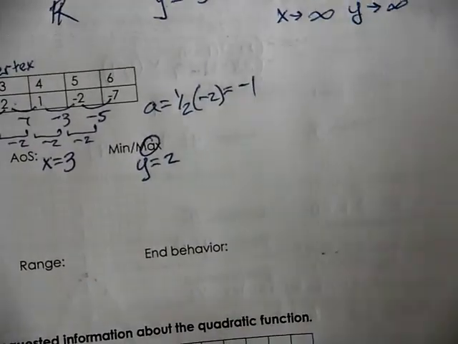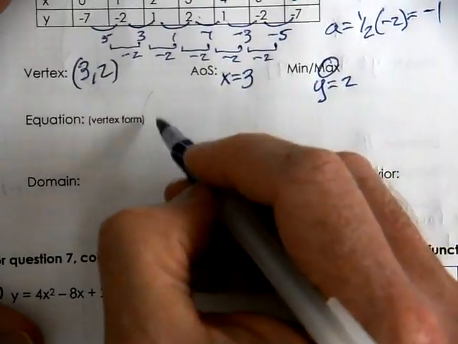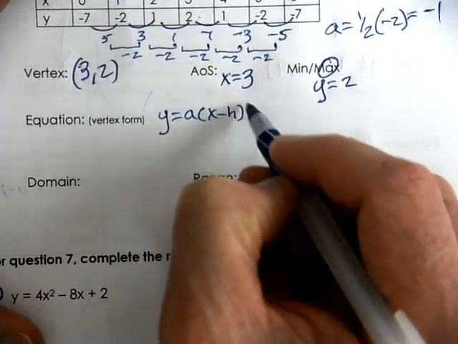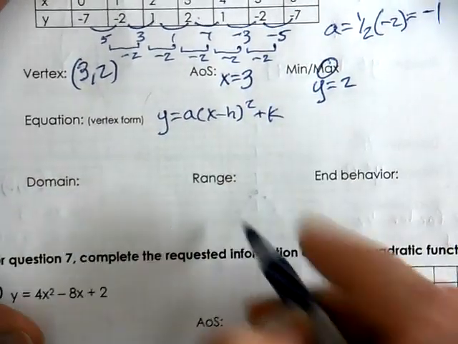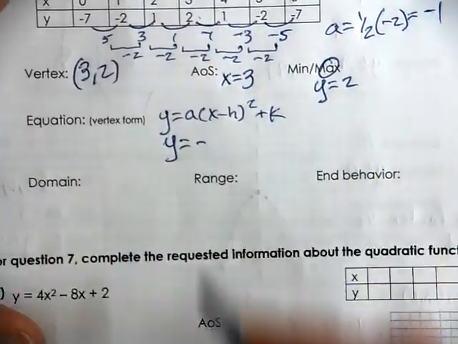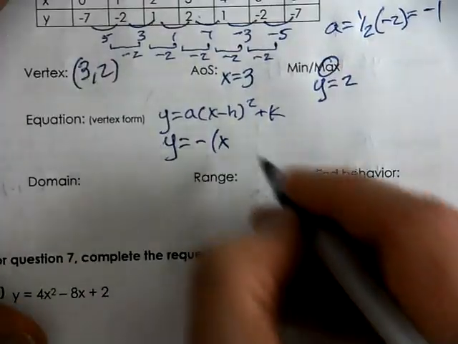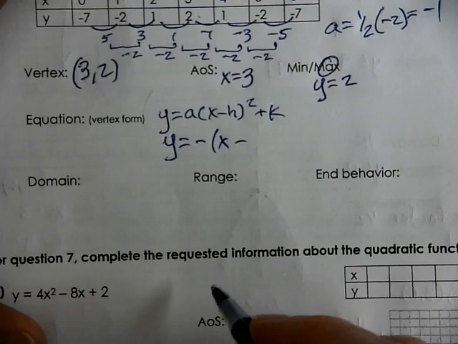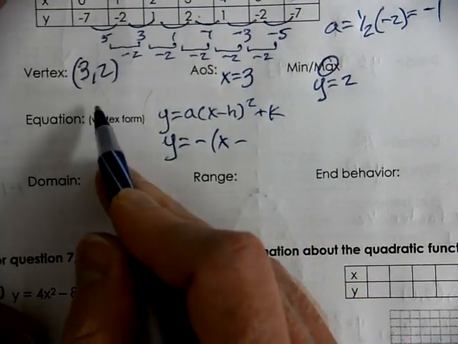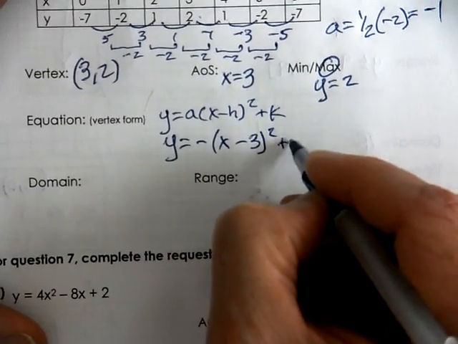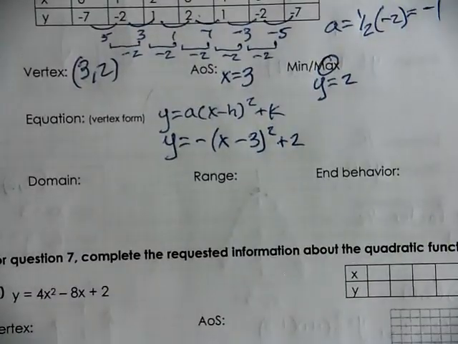So the a value is -1. So I know that we're going to have y equals a(x minus h) squared plus k. y equals -1, (x minus the h value, which is 3) squared plus the k value, which is 2.